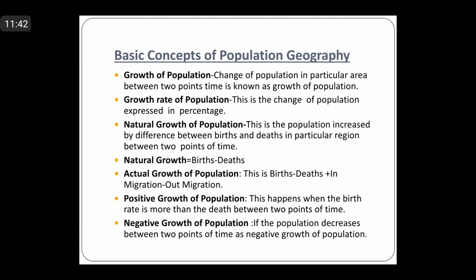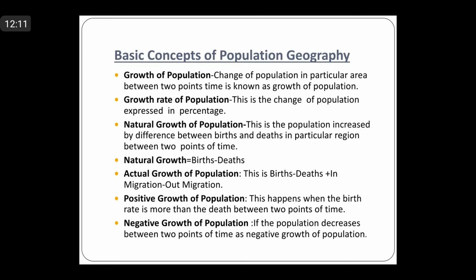And negative growth of population, what is that? If the population decreases between 2 points of time, it is the negative growth of population. So, in one, the population or the birth rate increases, and in the second one, negative growth, the population decreases between 2 points of time. Again reminding you, between one census and the second census.